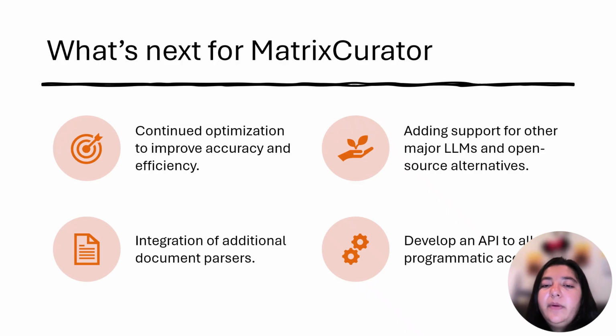And also we want to develop an API to conquer this programmatic accuracy. So we want to make sure that our API is structured well enough. So currently it is structured well enough, but we'd like to always keep optimizing it. So this is what the future of Matrix Curator holds.